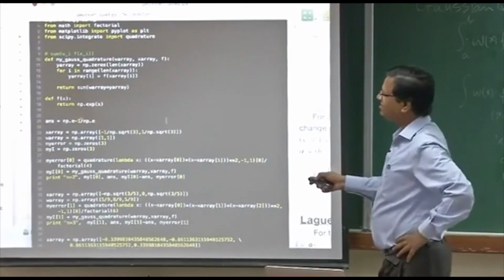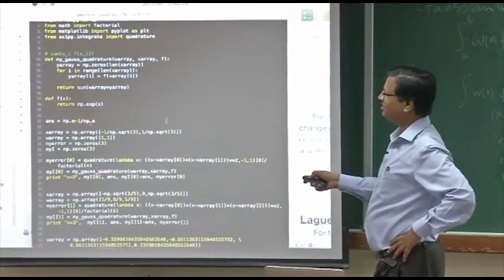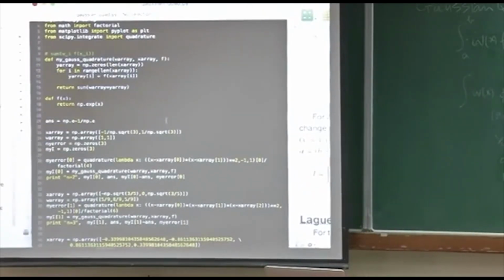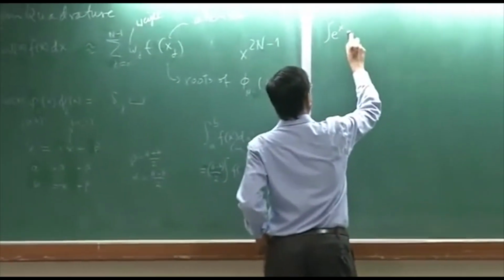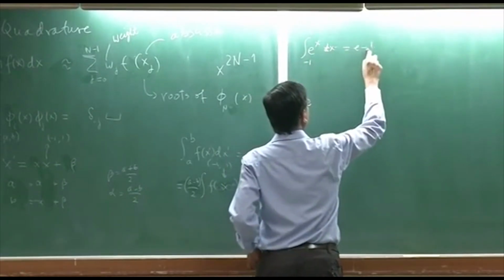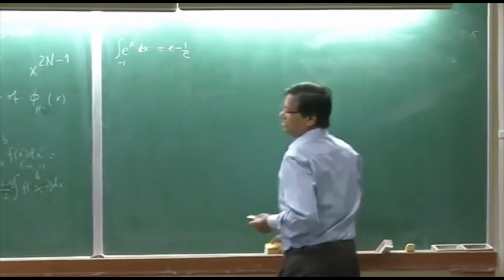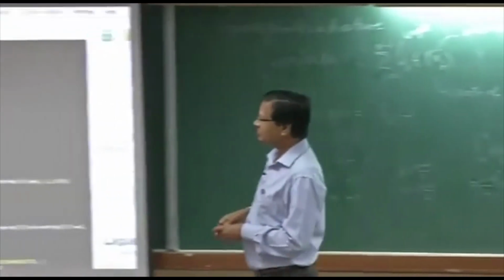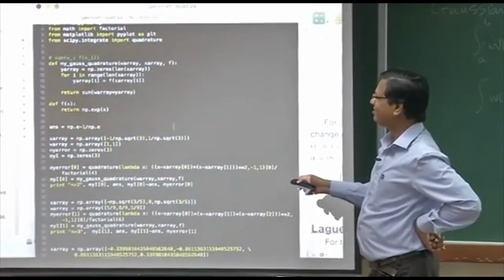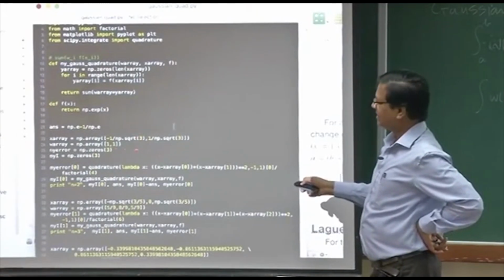For this, my real answer, the exact answer, is e minus 1 by e, right? The integral of e to the power x. Now I choose my weights. With 2 points, I am putting my exact values, minus 1 by root 3 and 1 by root 3. These are the abscissas, and my weights are 1 and 1.